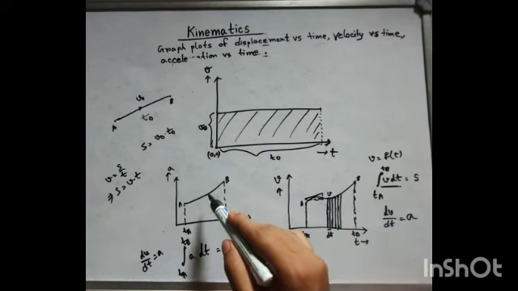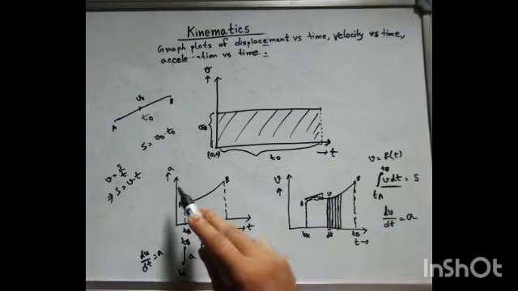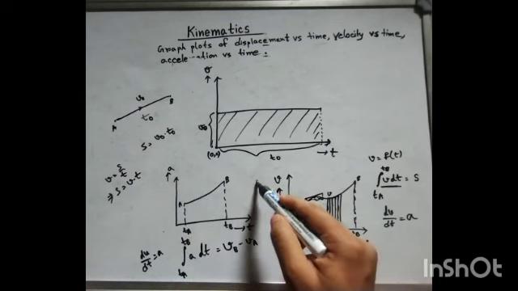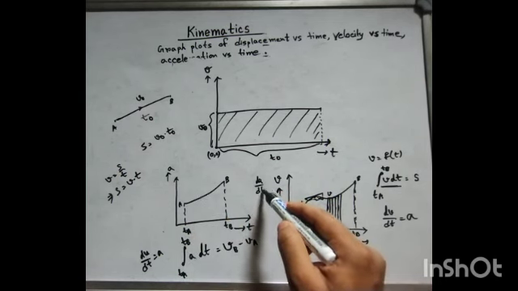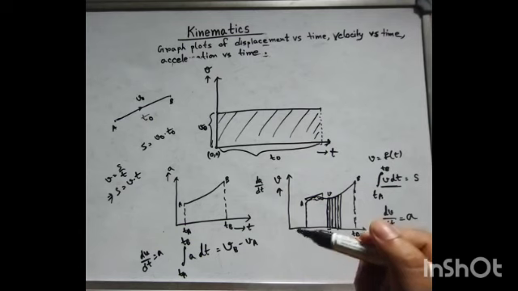And the slope of this graph will give you dA/dt, and that is the rate of change of acceleration with time.